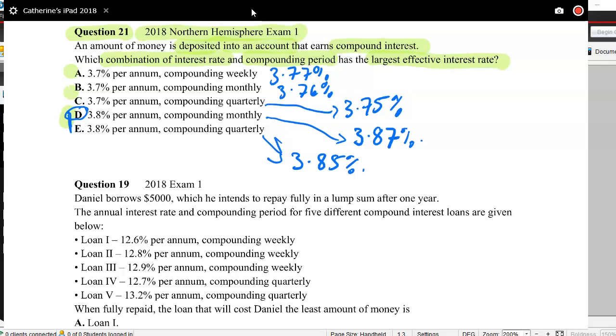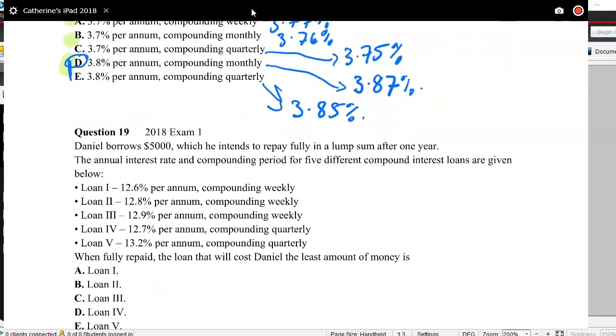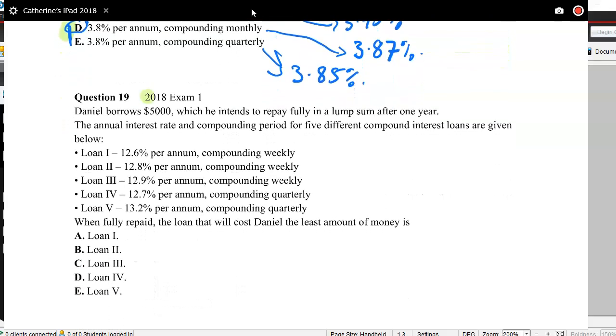Okay, so this is from the 2018 Exam 1, question 19. Daniel borrows $5,000, so that means he owes $5,000, which he intends to fully repay in a lump sum after 1 year. Now, lump sum means he's just going to make one big payment, okay? So you can think about that as just one payment where he just pays everything off.